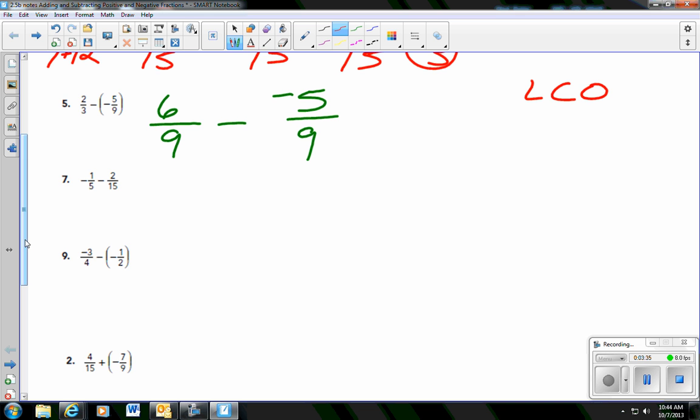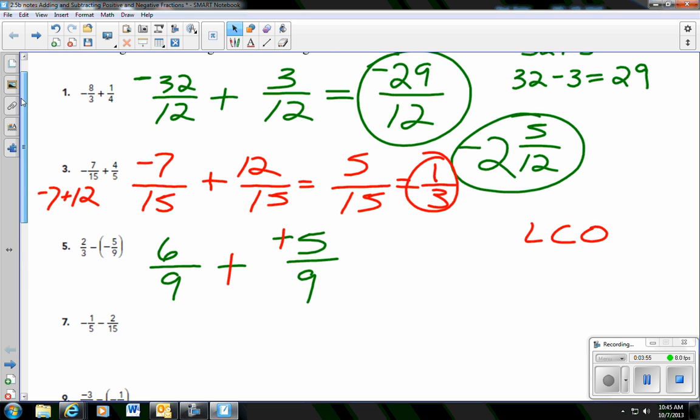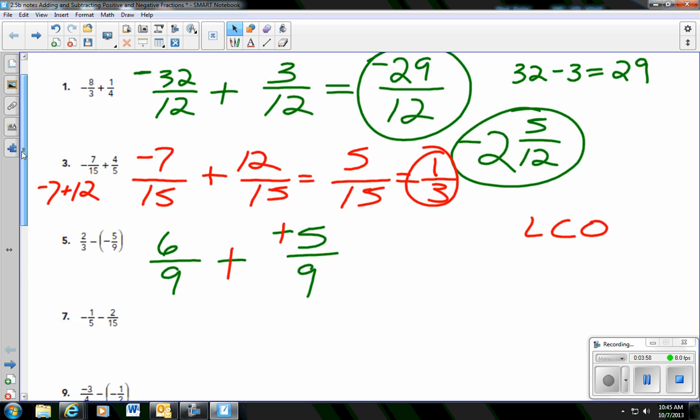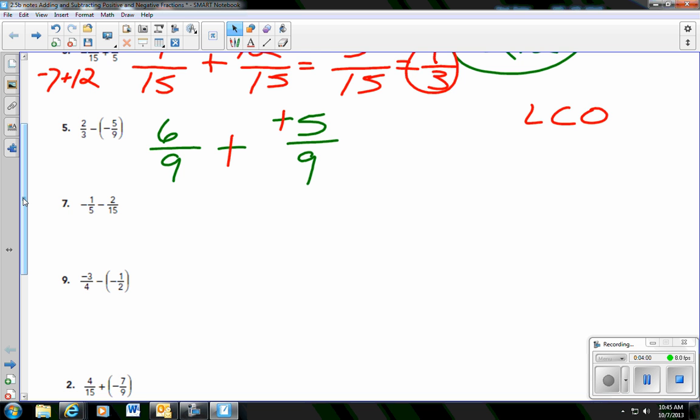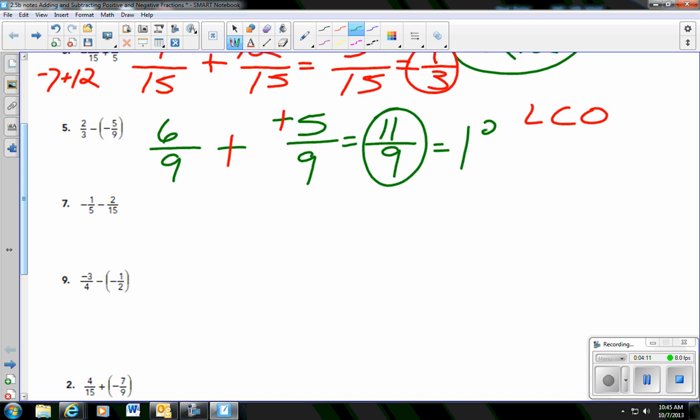LCO. So we leave 6/9 alone. We change subtraction to addition, and the opposite of negative 5 is positive 5. So we're going to change all of our subtraction problems into addition problems. Now you have same signs. So before, up here, we had different signs. In number 1 and number 3, we were adding numbers with different signs. Now we have numbers with the same signs, 6 plus 5. 6 positives plus 5 positives would be 11 positives over 9. So you can leave it like that, 11 over 9, or you can change it to a mixed number, 1 and 2/9. Either answer is fine.